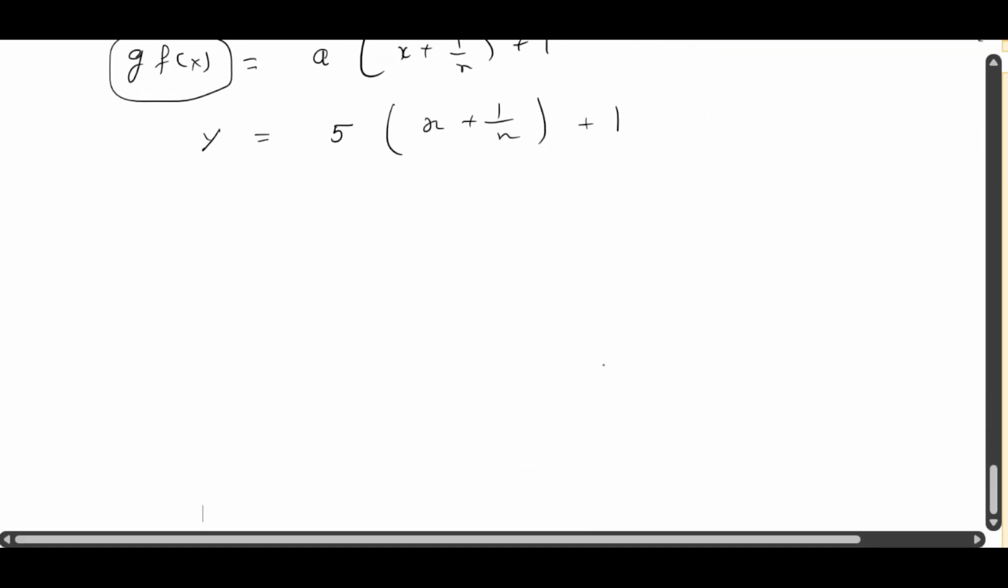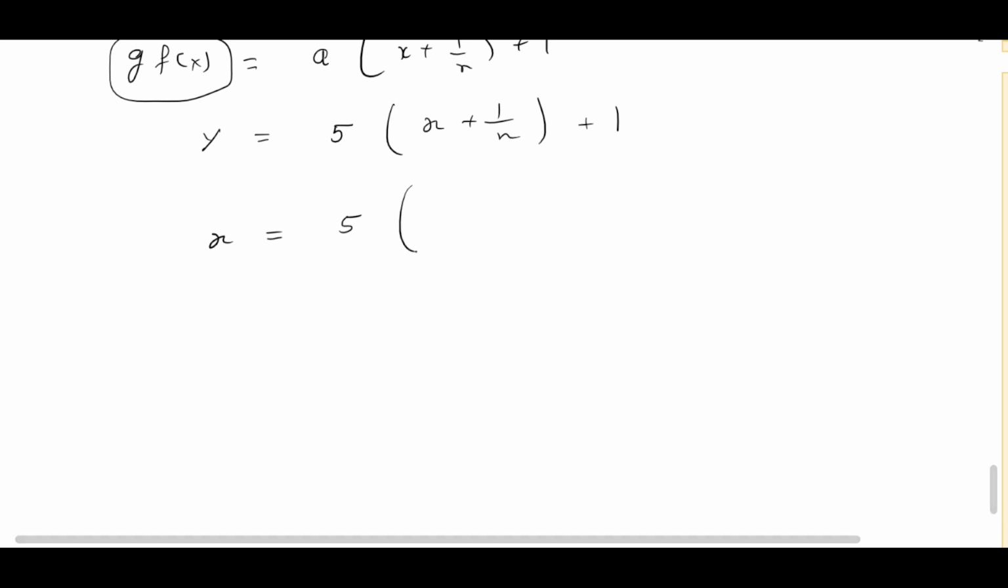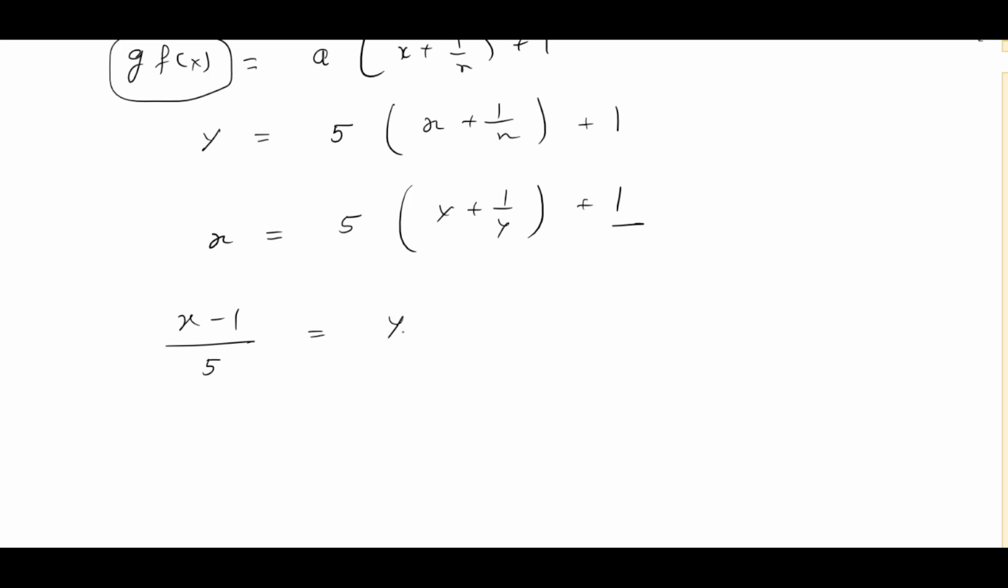So we interchange, which means x is equal to 5 times (y plus 1) upon (y plus 1). Now I have to find the expression in terms of y only. So this 1 will come to the left, so it becomes x minus 1, then it is divided by 5, so it is (x minus 1) divided by 5, and on this side it is y plus 1 upon y. I have to find the expression for y.